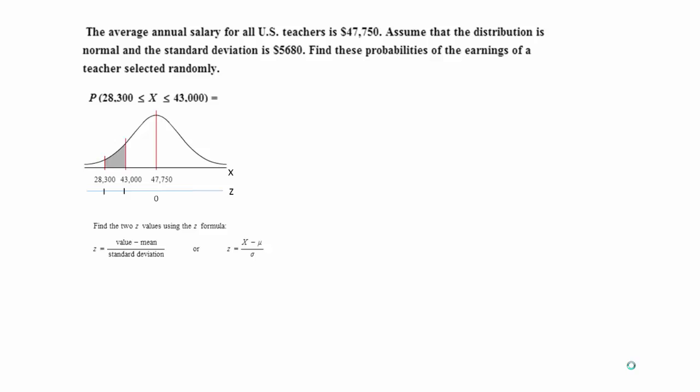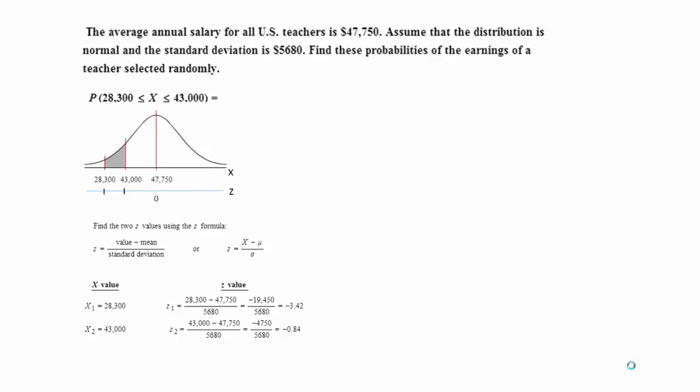And once we've done that, now we're ready to compute our z-values using our standard formula, or our conversion formula, where we have the value minus the mean divided by the standard deviation. So in computing our z-values, remember, we're starting with the value on the left and we move to the value on the right. The value on the left being $28,300.